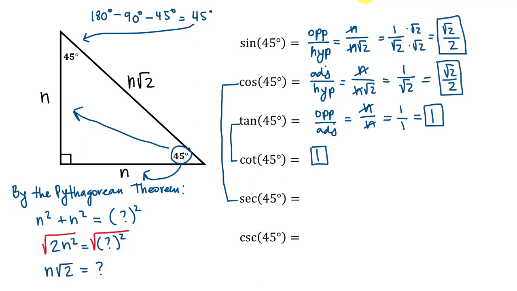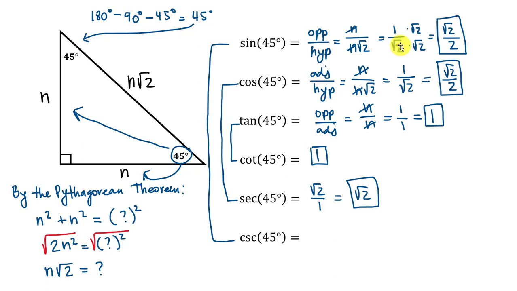Secant. Secant is the reciprocal of cosine. Instead of using the final version of the cosine value, I'm going to use the one that was not rationalized. It's going to be easier to take its reciprocal. Reciprocal of 1 over square root of 2 is square root of 2 over 1, which is the same as square root of 2. And then for cosecant, which is reciprocal of sine, we'll get the same result. Right? Reciprocal of 1 over square root of 2 is square root of 2 over 1, or square root of 2. So that's how we obtain 6 trigonometric function values for the last special angle, which is 45-degree angle.